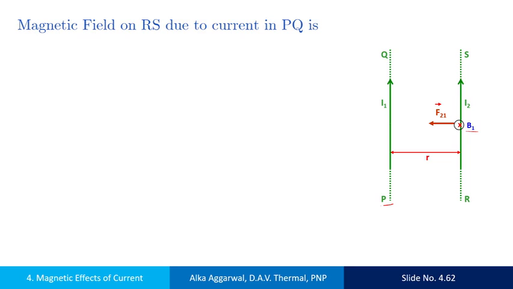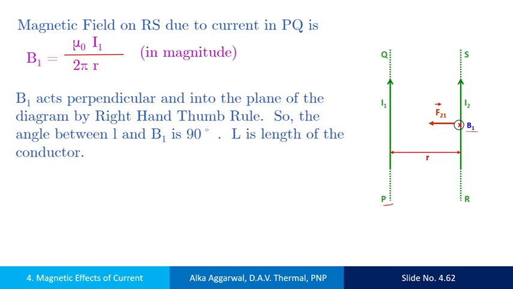Now, the magnetic field produced by the conductor PQ at RS is equal to mu naught I1 upon 2 pi r. It is the magnetic field we derived in Ampere's circuital law for the straight conductor, and its direction is given by the right hand thumb rule. B1 is perpendicular and into the plane of the diagram. So the angle between the length of the conductor and the magnetic field is 90 degrees.